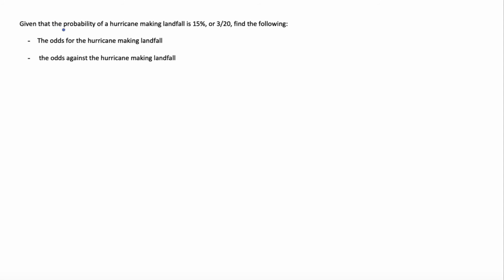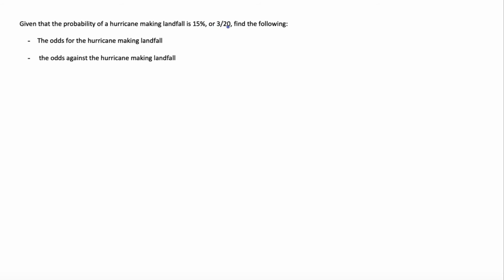Given that the probability of a hurricane making landfall is 15%, or as a fraction, we can say 3 out of 20, we want to find the following. We want to find the odds for the hurricane making landfall, and we want to find the odds against the hurricane making landfall. All right, so there's a couple ways that we can do this problem.